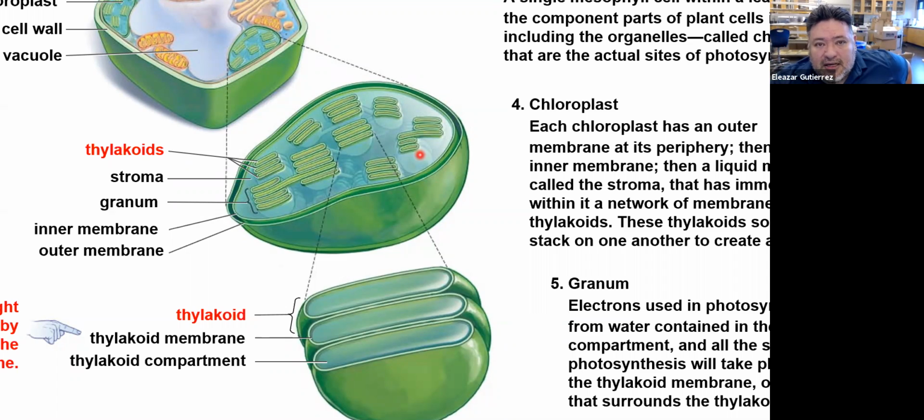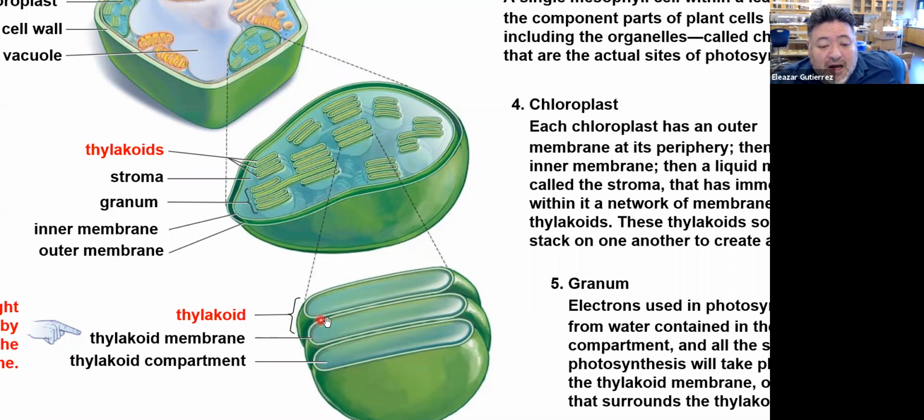Okay. Now what? Well, those electrons from water now have to be energized because they're low energy. They need to be pumped up in energy. That's where the sunlight comes in. We take low energy electrons and we turn them into high energy electrons. Now, where is that taking place? That's taking place on the thylakoid membrane.